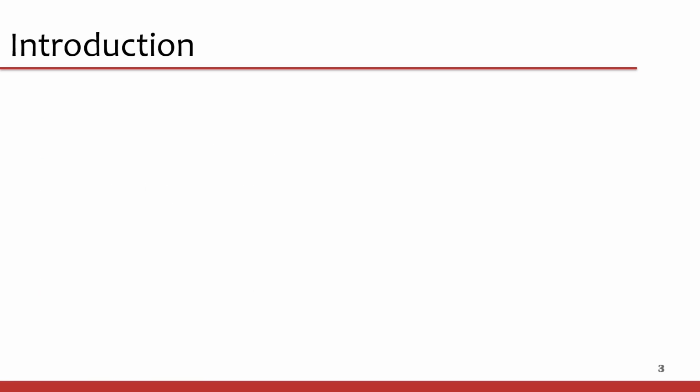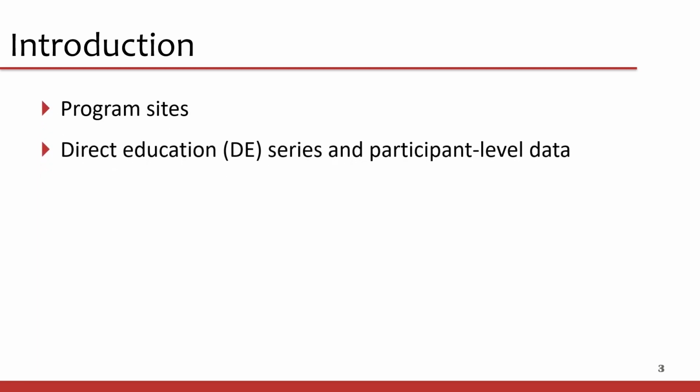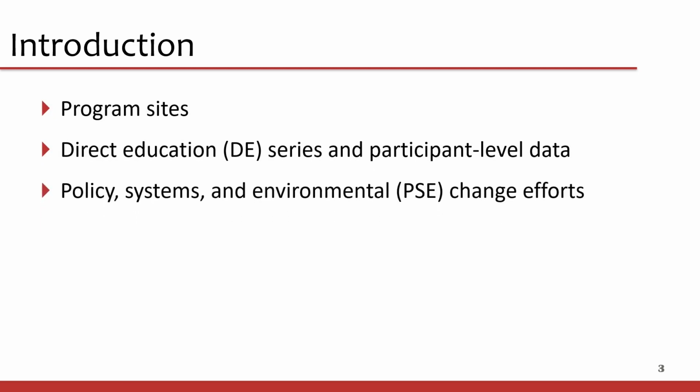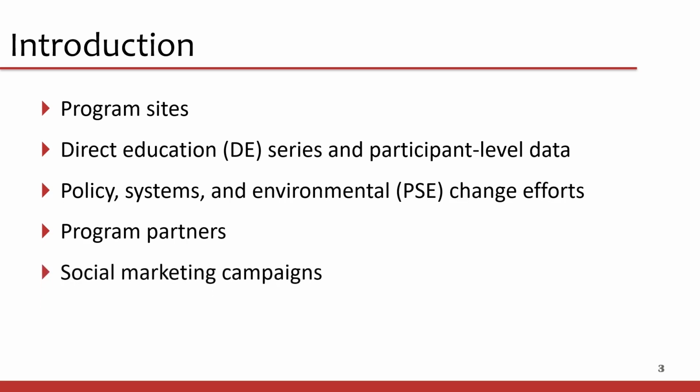Introduction. The SnapEd data collection template is an optional resource agencies can use to collect and summarize program and outcome data in a format aligned with N-PEARS. Developed in Microsoft Excel, the template provides agencies a place to collect and summarize project information about program sites, direct education or DE, series and participant level data, policies, systems, and environmental or PSE change efforts, program partners, and social marketing campaigns.